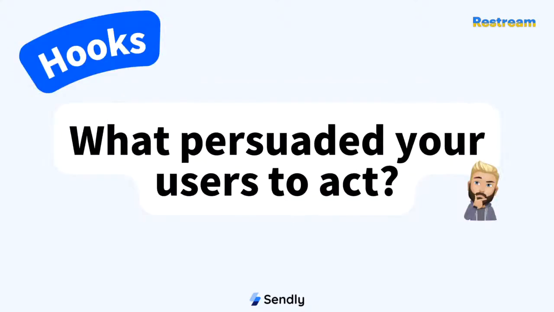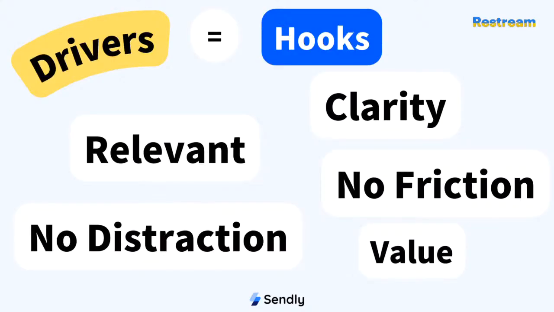All right, let's move forward. So let's move into hooks. What actually persuaded your users to act? What inspired them to click on a post or click on a buy now button on your website? So you can see that the drivers influence the hooks. So yeah, what's persuaded them to act?